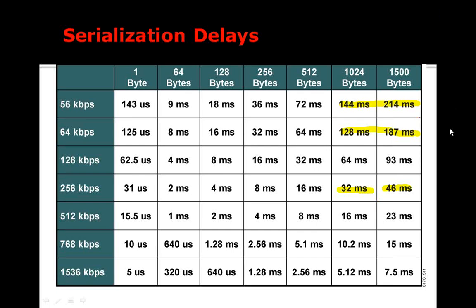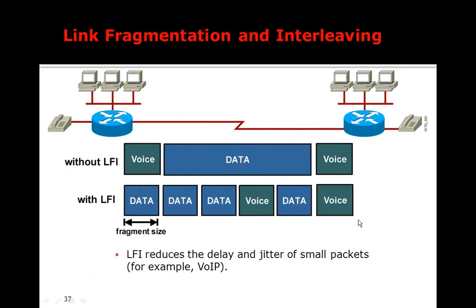So let's look at some of the process for doing that. What we can do is we can fragment those packets. So instead of having a 1,500 byte packet, we can fragment the packet into smaller pieces, and then we can interleave it. So this is called link fragmentation and interleaving. So we're going to break it up into smaller pieces, and then we're going to allow voice packets to jump in the middle of the overall data. That's the whole game plan here, is just to make it so we're not sending one big chunk.